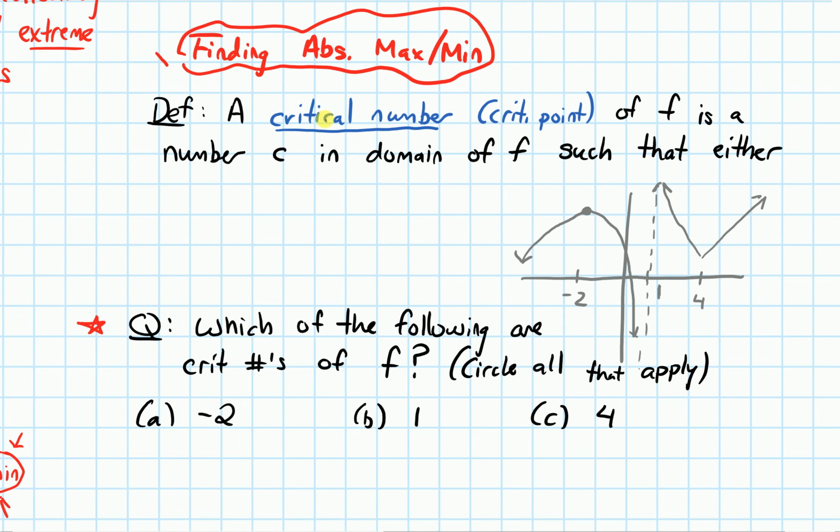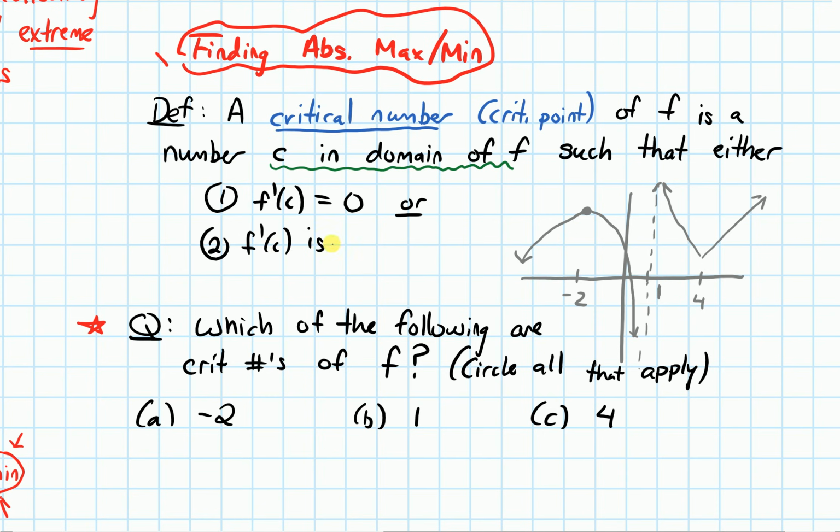A critical number, or sometimes this is called a critical point of f, is a number c that's in the domain of f, such that, and this part's important, it's in the domain of f, that's really, really important, such that either f prime of c is equal to 0, or f prime of c is undefined. Okay, so we have this definition.